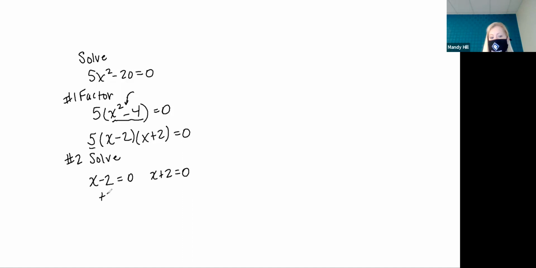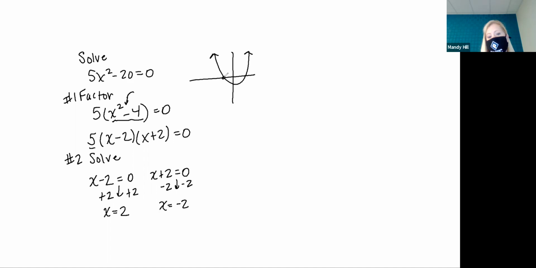We're going to add 2 to both sides and get x is 2. This one we would have to subtract 2 from both sides and get x is -2. So if I were to graph this parabola, I would have answers at -2 and +2 because that's where it would cross the x-axis.